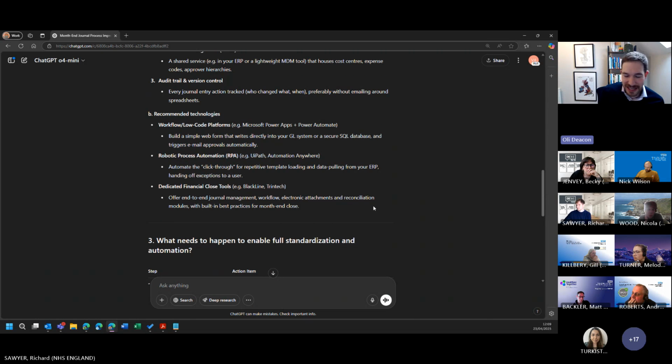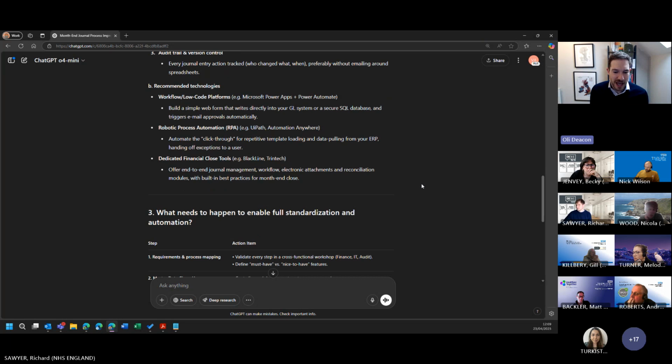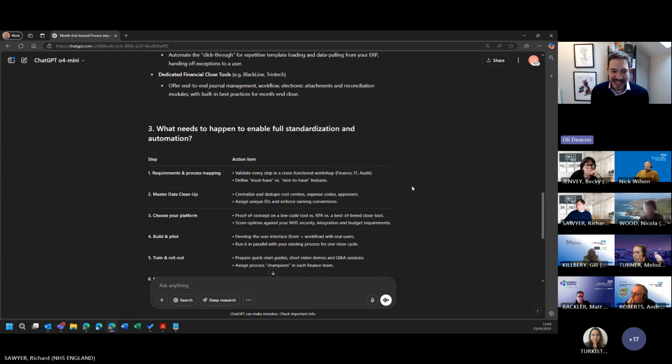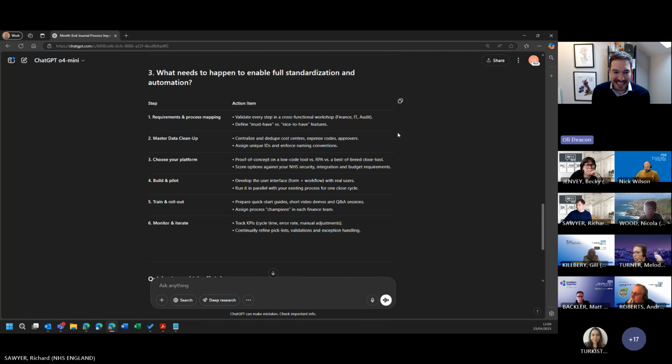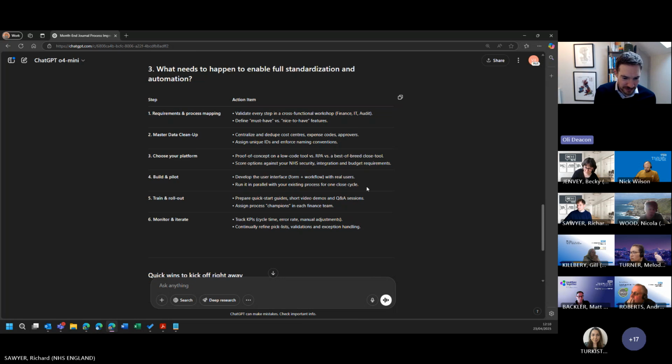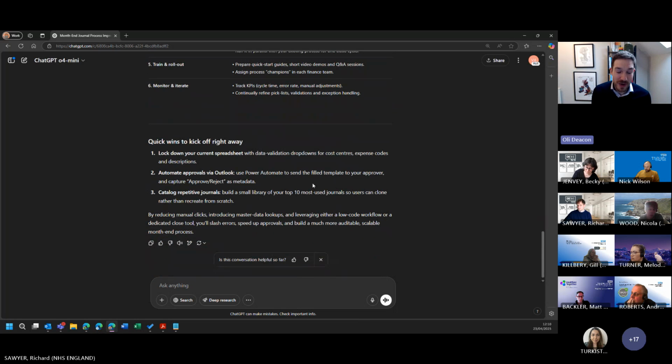Now, it's not just giving us an expensive tool that you could use, although it is doing that with UiPath and Automation Anywhere, or Blackline and Trintech, but it's also giving us more simple things like Power Apps and Power Automate. Then if we go further down, it's giving us actual step-by-steps. Here's how you could do these things. So here's what you need to do. And if we keep on going down, quick wins, so things you can start doing straight away. Now, this seems well and good. It's an example, an immediate thing that we're doing.